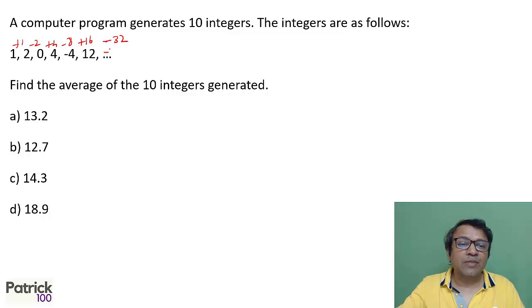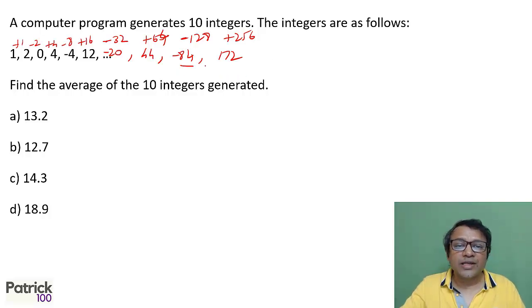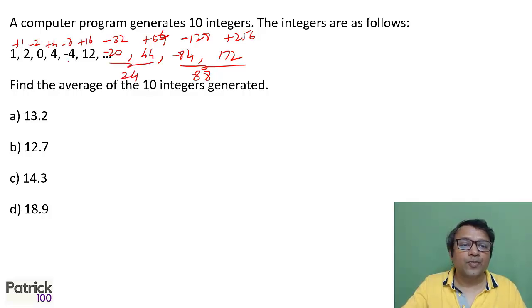If I subtract 32, it becomes minus 20. Next should be plus 64, which gives you plus 44. Next should be minus 128, which gives minus 84. Then plus 256, which comes to 172. Now add all of this, taking 2 at a time. 172 minus 84 gives you 88. 44 minus 20 is 24. This will be 88, 43.